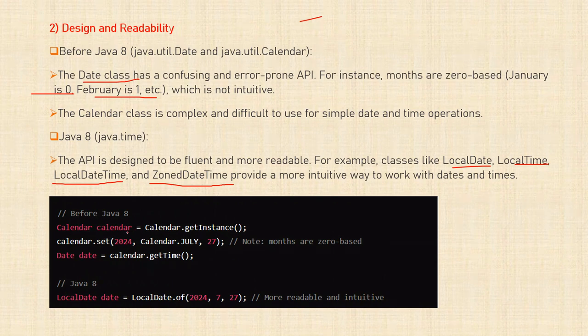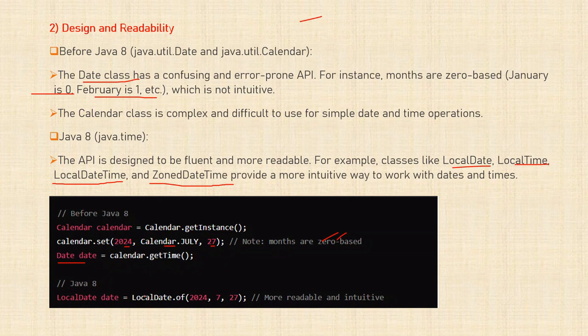So how can we create a date before Java 8 and in Java 8? Before Java 8, we have the Calendar class and the Date class. Here we create a new instance with Calendar.getInstance, and with Calendar.set we set the year, month and date. Months are zero-based, so zero will be January and one will be February. Then date equals calendar.getTime, and if you print it, you will get the date.